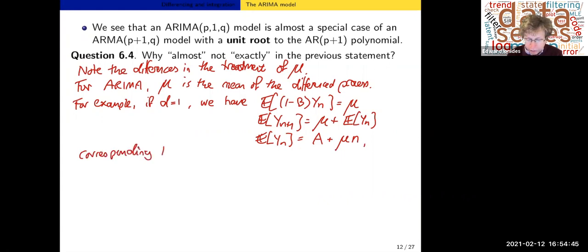Let's write that down, corresponding to a linear trend. And if we just write mu as the mean of the ARMA, then you don't get a linear trend, so that's the difference.